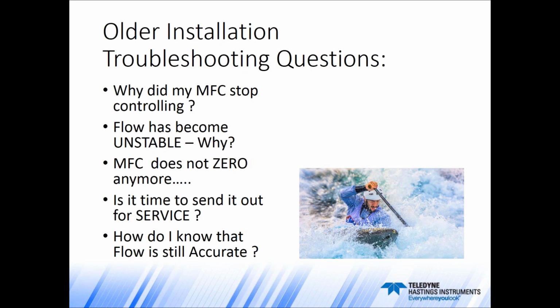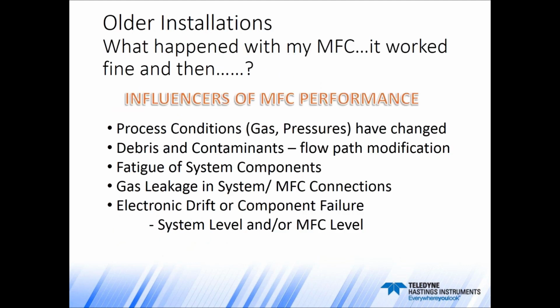Why did that happen? MFC does not zero anymore, or maybe a zero procedure has been applied to the flow controller and that didn't work well, or the MFC has started to drift zero, so basically the new zero in time has gone to higher values. Is it time to send the MFC out for service? And we'll discuss towards the end of my presentation some recommendations for the service time. How do I know that the flow is still accurate? These are some of the basic troubleshooting questions that we have.